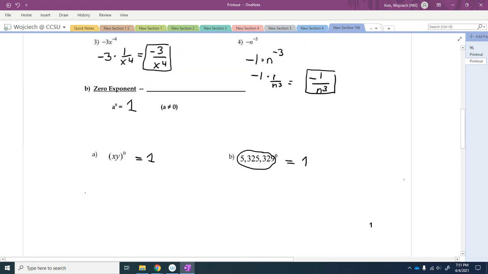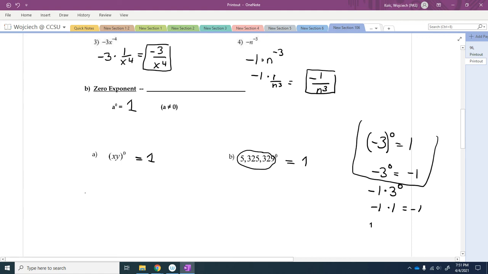If you, for example, have negative 3 raised to the 0, negative 3 raised to the 0 in parentheses is equal to 1, but negative 3 to the 0 without parentheses, it's actually equal to negative 1. And why? Because this means negative 1 times 3 to the 0. According to the rules of PEMDAS, or order of operations, you do exponents first. So this will be negative 1 times 1, which is equal to negative 1. Again, be careful because this is a very common mistake.